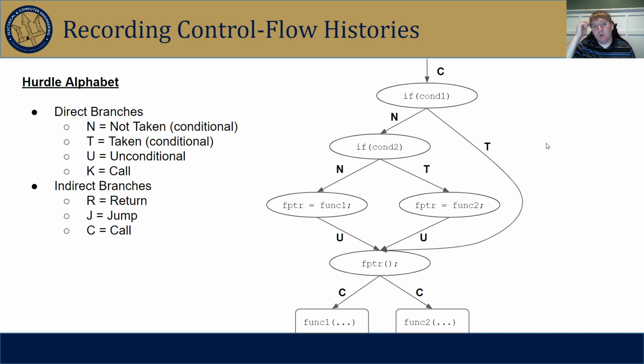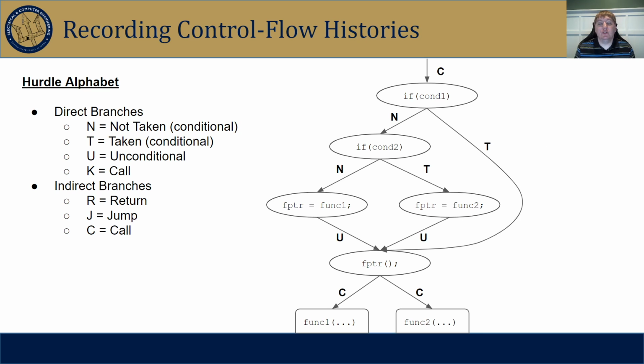We first record these control flow histories based on some training inputs, and we do this using a Hurdle alphabet that is a bit more complicated than your standard branch history register alphabet. Usually we just have taken and not taken branches. For Hurdle, we need to be a little more specific about the control flow that's happening. So we record not taken and taken conditional branches, unconditional branches, and direct calls. These are all direct branches, and then we have our indirect branches, which are returns, indirect jumps, and indirect calls.